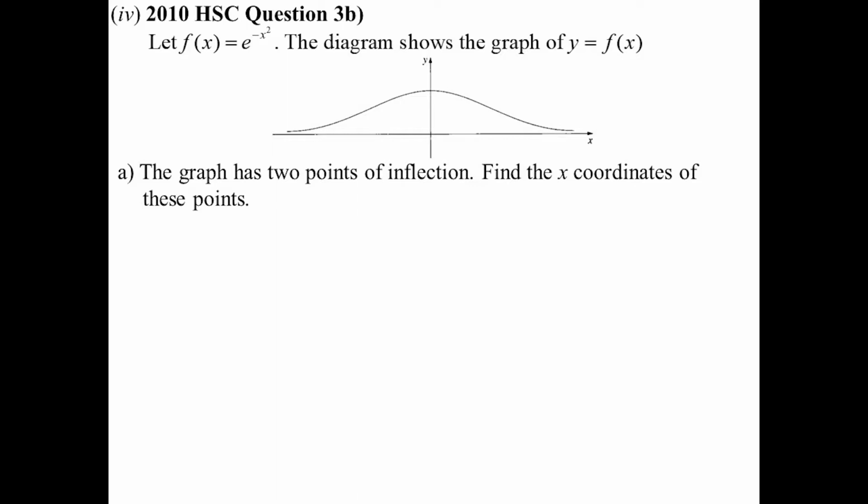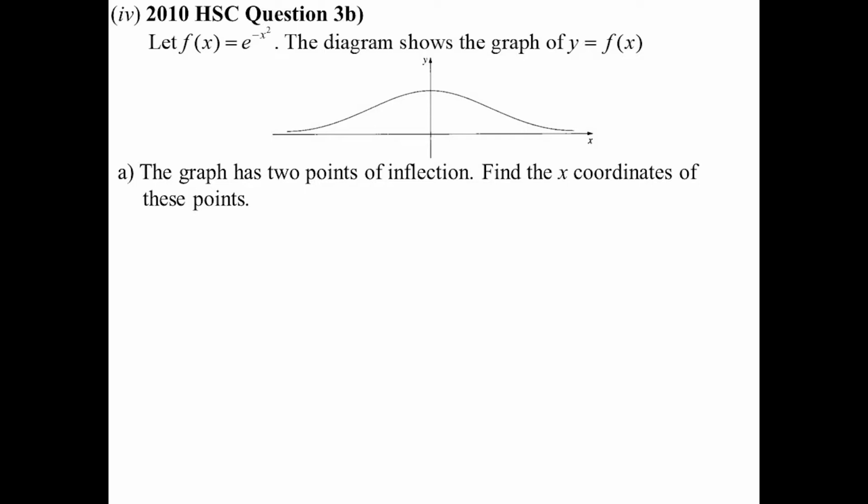The first thing they've told us is it has 2 points of inflection. Now, inflection points are where it changes concavity. So it goes from concave up to concave down and vice versa. They want us to find the x-coordinates of these points.